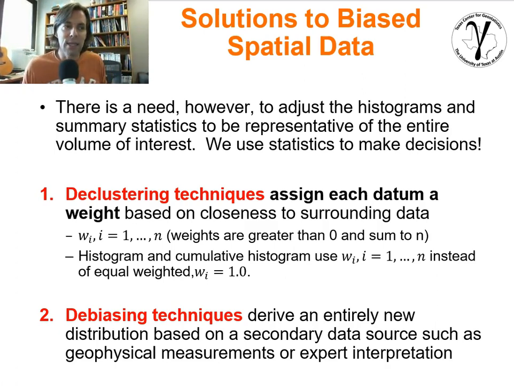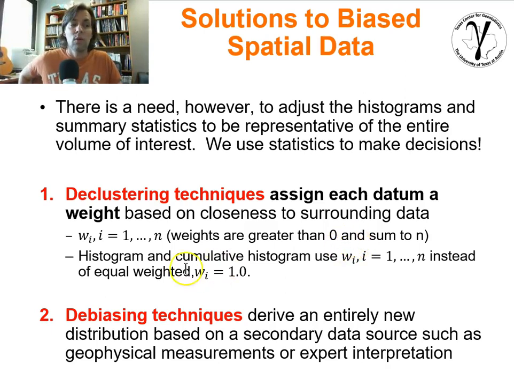Those statistics need to be treated. We need to correct for potential biases. We need to look at them. What are the technologies that we're going to discuss here today to be able to address that? Well, we've got declustering methods that assign weights to each datum, and this is based on the distance or closeness to surrounding data. The weights will typically be greater than zero and sum to n, where n is the number of data.